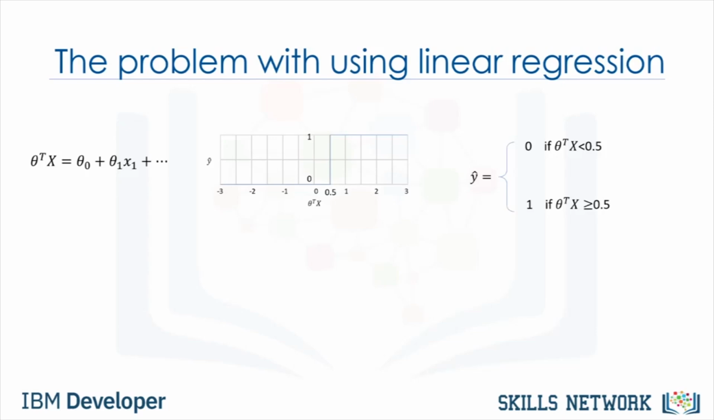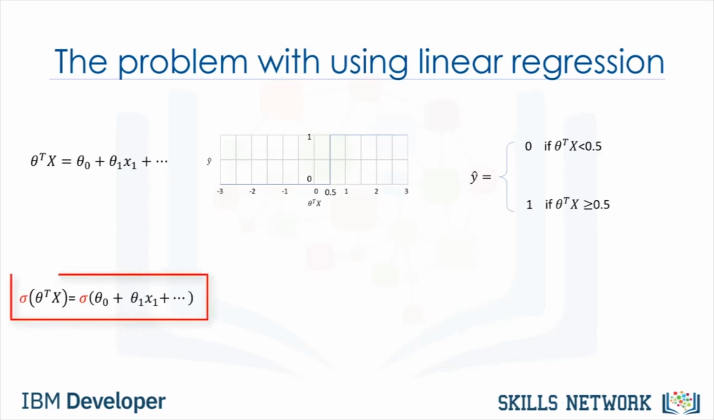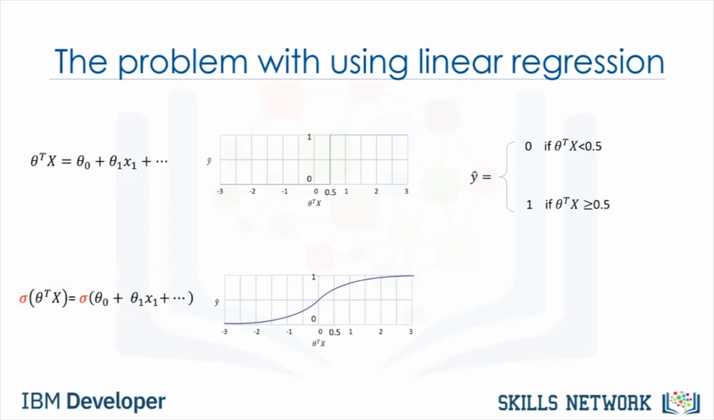So, what is the scientific solution here? Well, if instead of using theta transpose x, we use a specific function called sigmoid, then sigmoid of theta transpose x gives us the probability of a point belonging to a class instead of the value of y directly. I'll explain this sigmoid function in a second, but for now, please accept that it will do the trick.